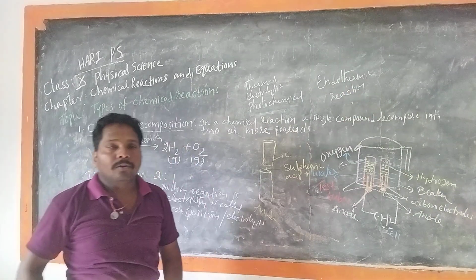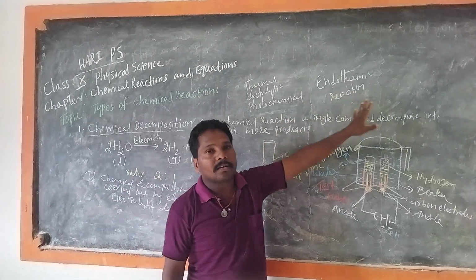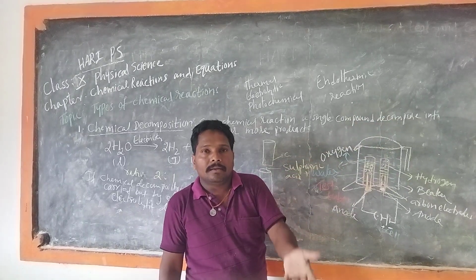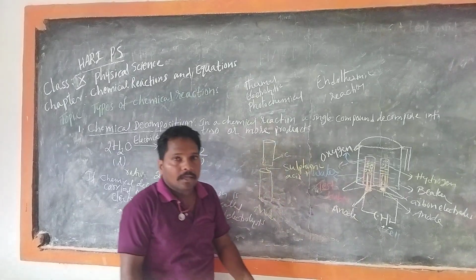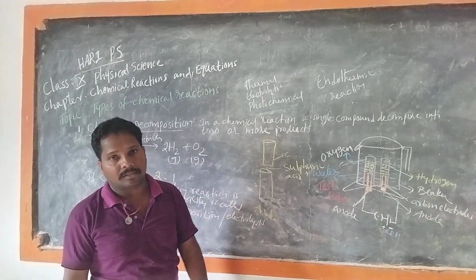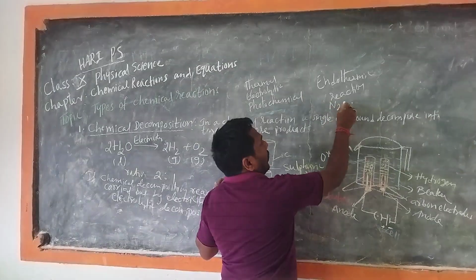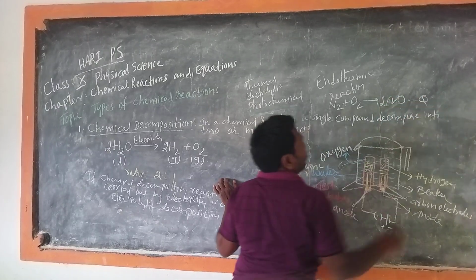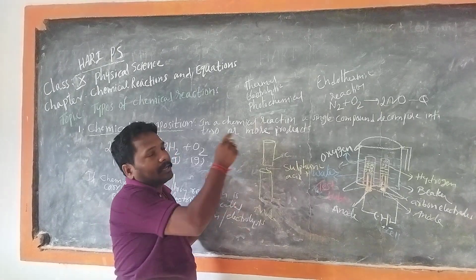So yesterday we discussed what an endothermic reaction is. An endothermic reaction is a reaction in which heat or energy is required to carry out the chemical reaction. Such reactions are called endothermic reactions. One example we discussed yesterday is N2 plus O2 gives 2NO, which is an endothermic reaction because heat is required.